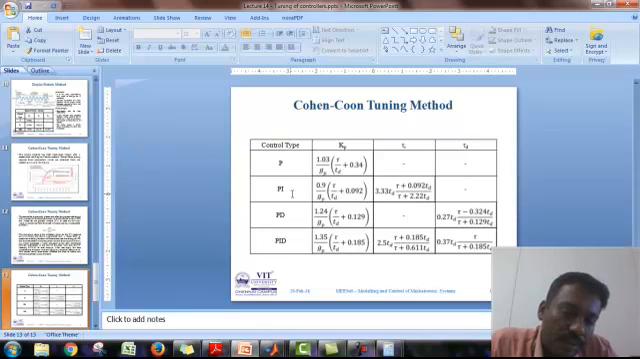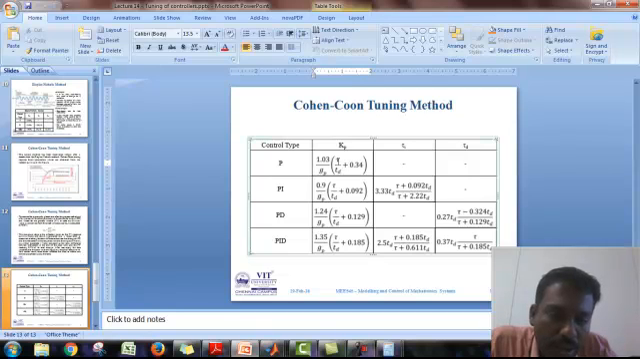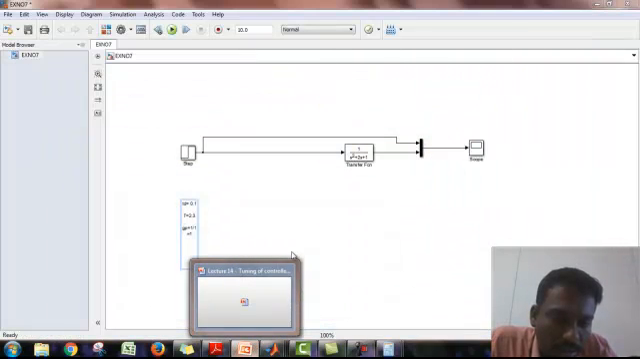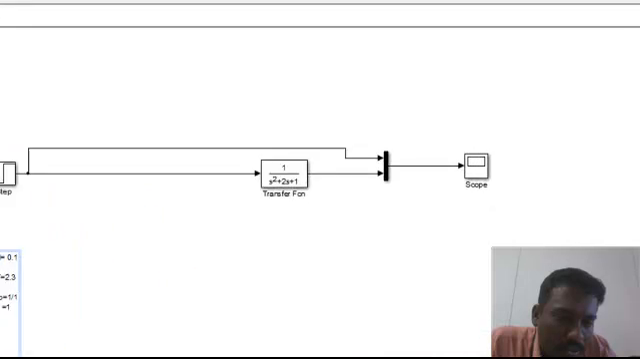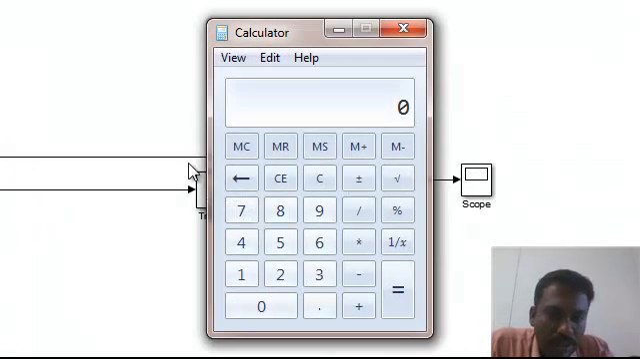You can find out the value of the proportional controller, the value of the PI controller, the value of the PD controller, and the value of the PID controller. For example, you can find the value of proportional: 1.03 divided by 1 into tau by tau D. Tau is 2.3, tau D is 0.1. So you can go for 2.3 divided by 0.1. What answer are we getting? 23.